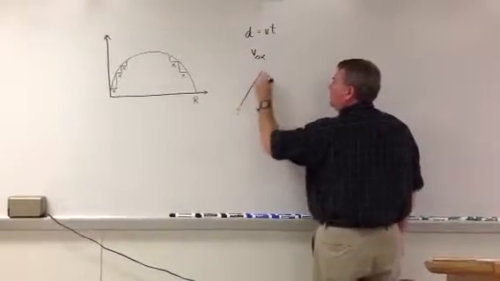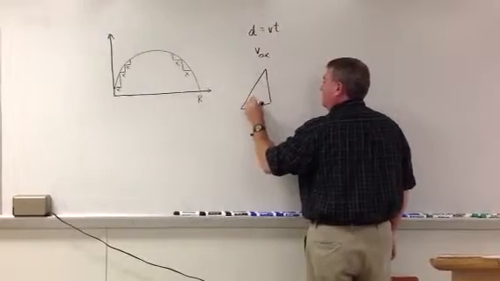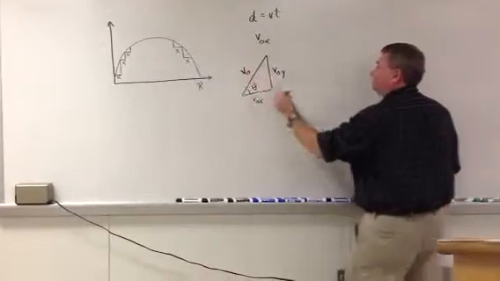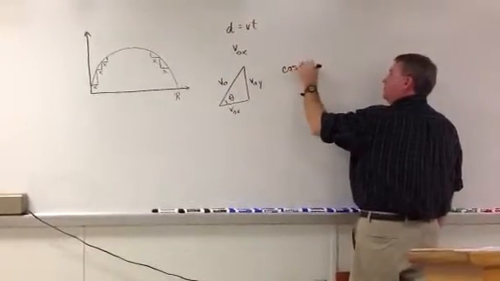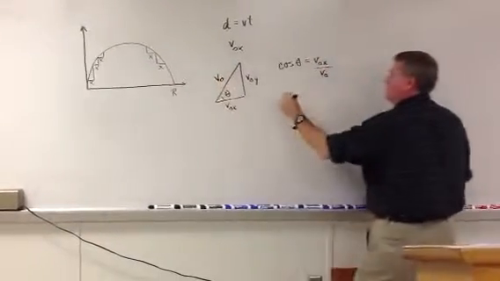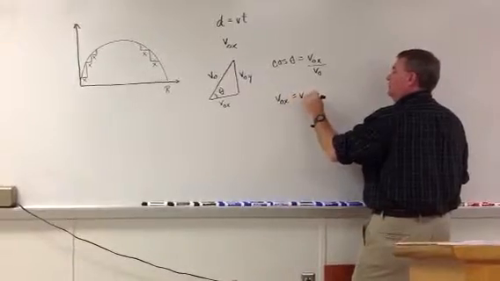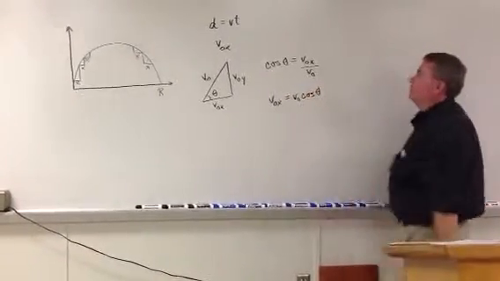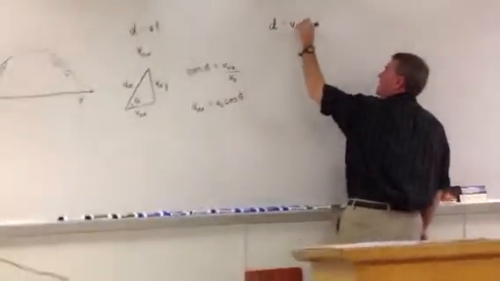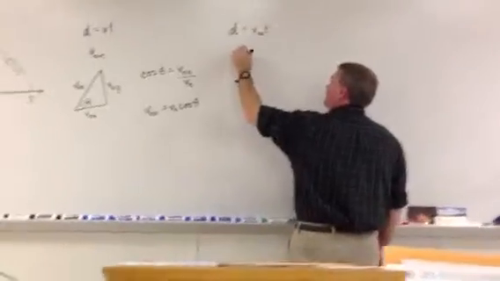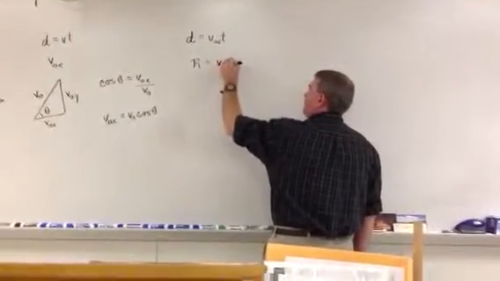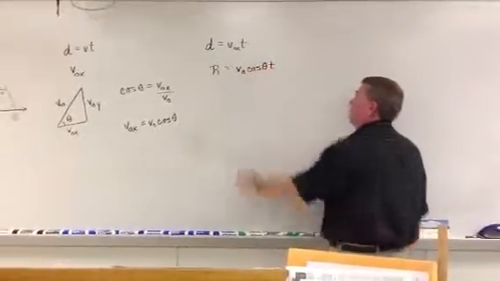So earlier, in the first video, we looked at this: if this is theta, and this is v naught x, and that's v naught y, and that's v naught, cosine theta is equal to v naught x divided by v naught, adjacent over hypotenuse. So v naught x is equal to v naught cosine theta. Now distance is equal to velocity in the x direction times time, and that distance is our range, so I'll change the d to an r. V naught x we're going to change to v naught cosine theta times time.